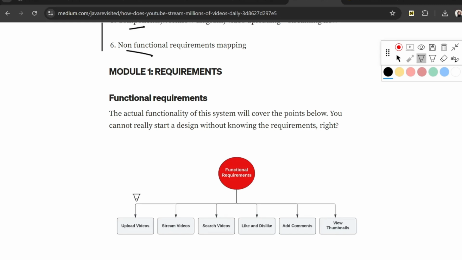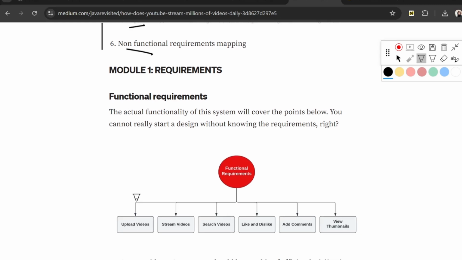When I upload the videos, the user should be able to stream the videos, search videos, then they should be able to interact, like, dislike, put comment, share, subscribe to the channel, all of that. So we are talking specifically about the video. So add comments, then users may want to view the thumbnail. So these are some of the functionality aspects. So you have to just jot it down.